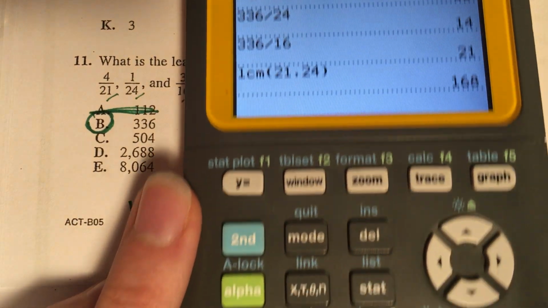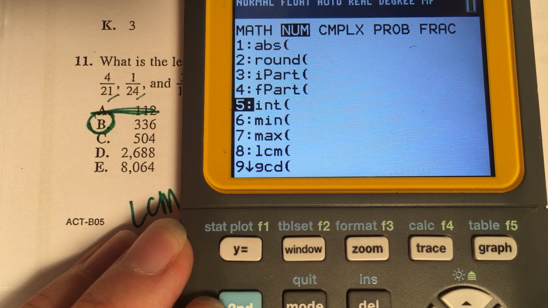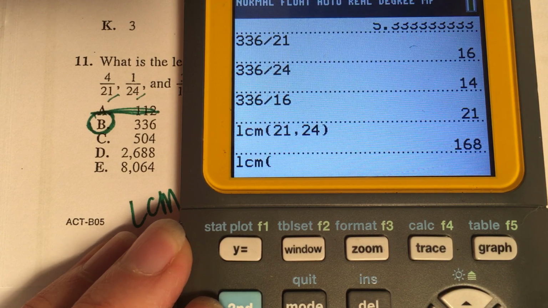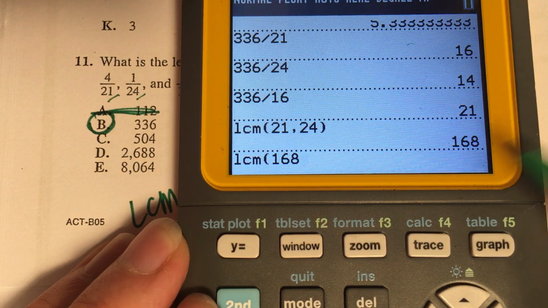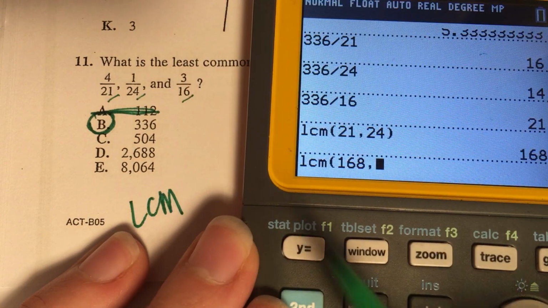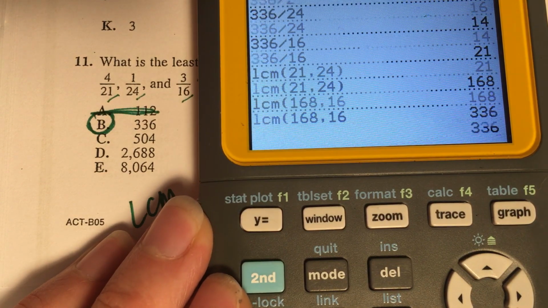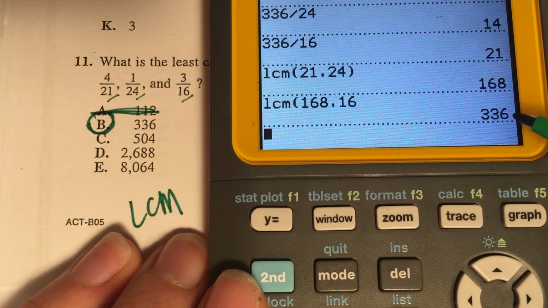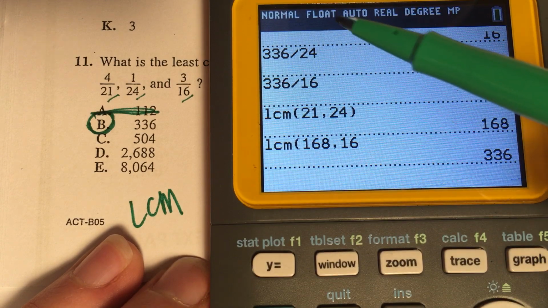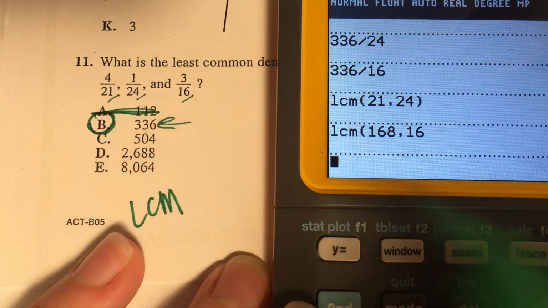I'm going to press the same buttons again, press math, and then go over to number and down to LCM and press enter. And then I'm going to use 168, the number that I just got here, comma, and then I'm going to use my last denominator, which is 16. And it also will tell me 336. So if you're up for learning a new calculator skill, you can do this in 2 buttons on your calculator. Personally, I think it's easier to divide, but if you want to use the LCM function, you can. It will give you the same answer, which is B.